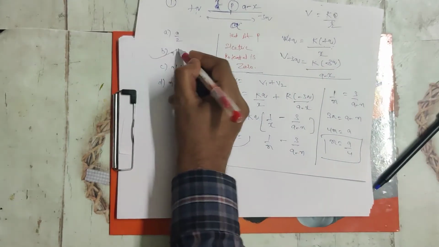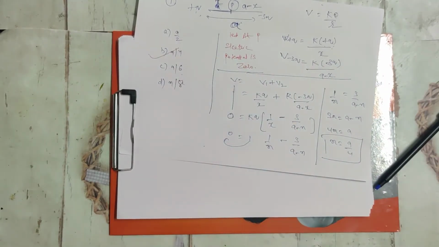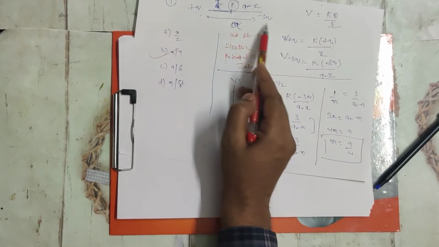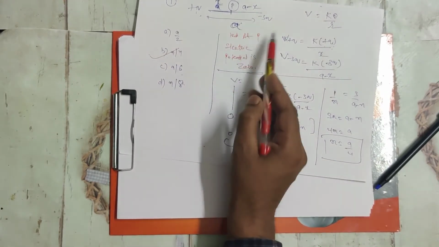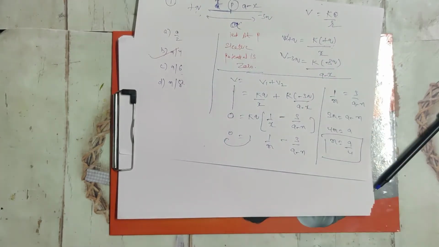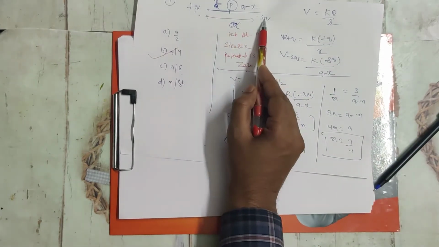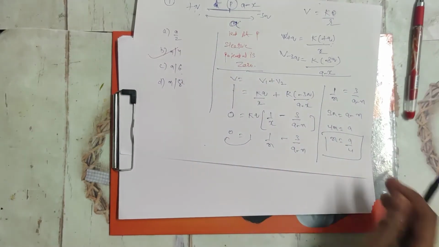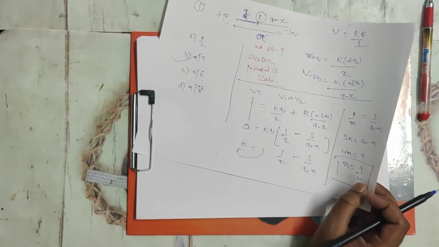So your option number B is correct, that is at a by 4 distance the electric potential would be 0 from plus q. If you want to calculate from minus 3q, it would be a minus a by 4, that is 3a by 4. So this was the numerical which I had given you.